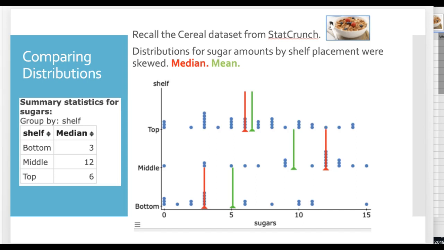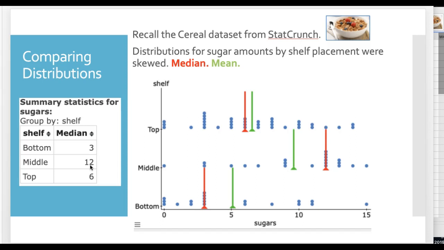Welcome back. Here we are for our last video that we're going to make today. So, in the last video, we left off on this slide, and we were stating that these distributions are obviously skewed, and so we should be using the medians and the interquartile ranges to compare these. We were comparing the medians, and the middle shelf by far has the largest median, indicating that over half of their cereal boxes have sugar amounts of 12 or more. So that should be our winner there.